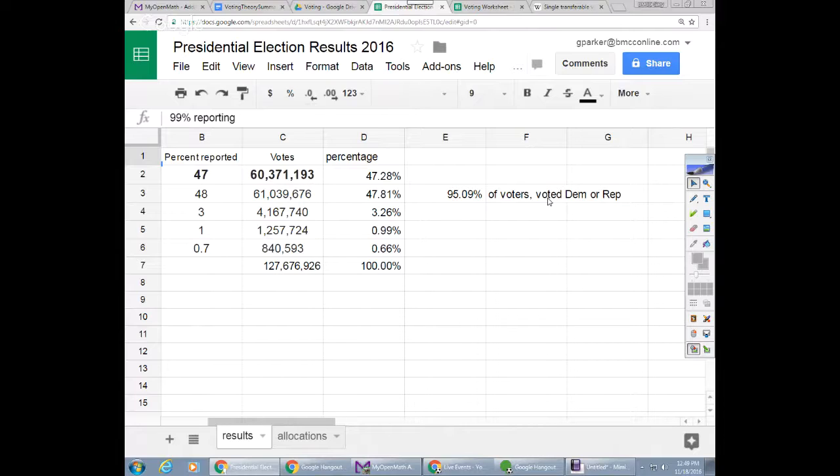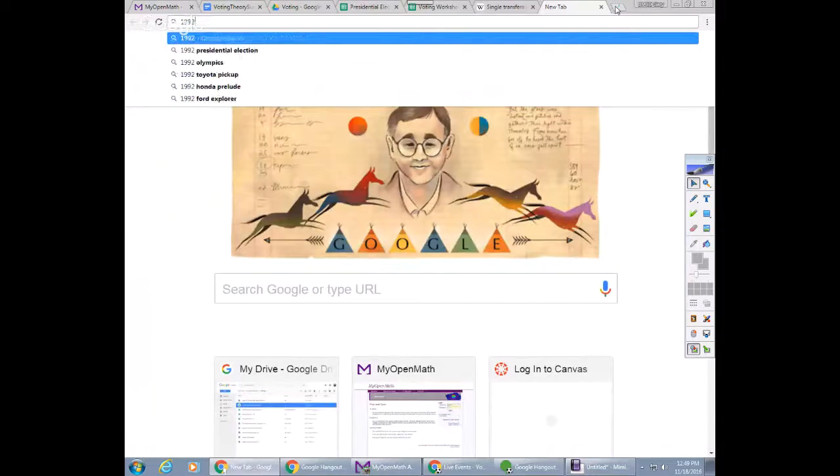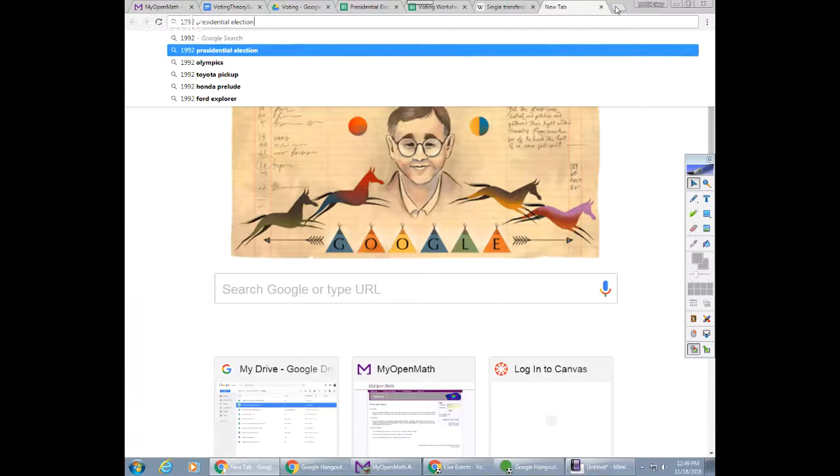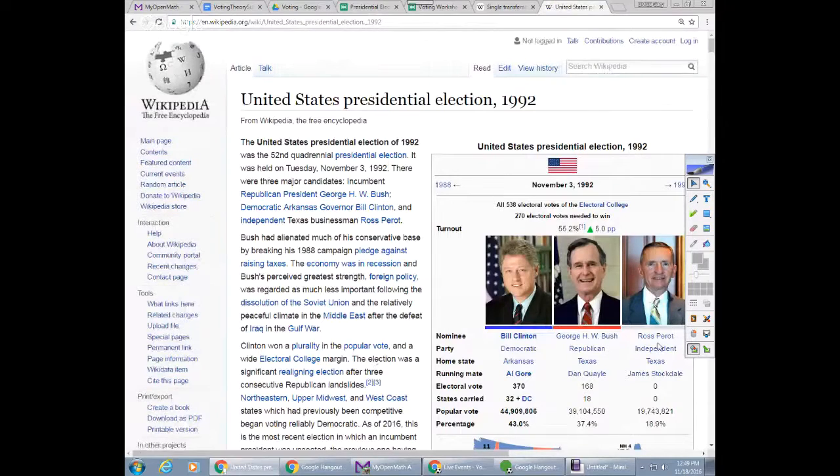Oh no, wait a second, it was the 1992 election? Let's see... was it Al Gore and Bush? I've got to look it up, I can't remember. It was Clinton and Bush, yeah. So it was before that one, Clinton and Bush, and in 1992 the wild card character was a guy named Ross Perot. He actually took about 19% of the vote as an independent candidate.